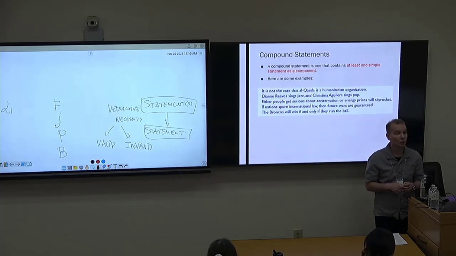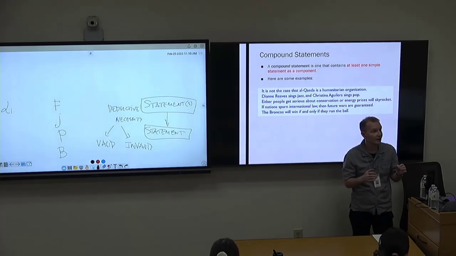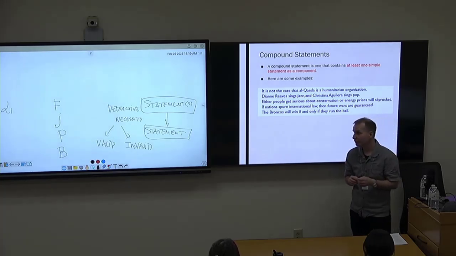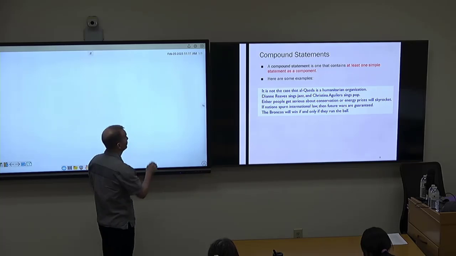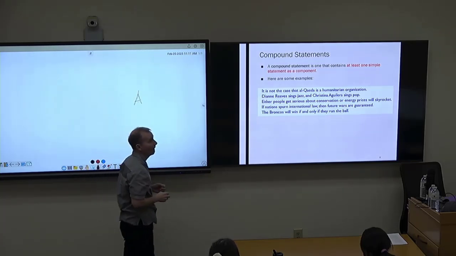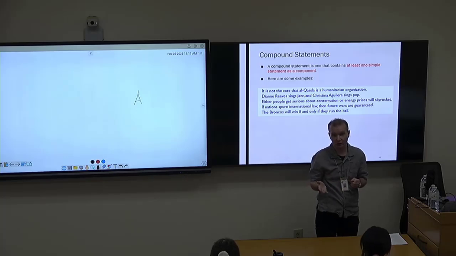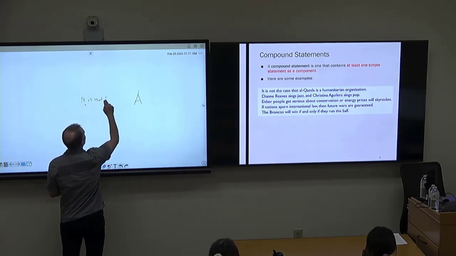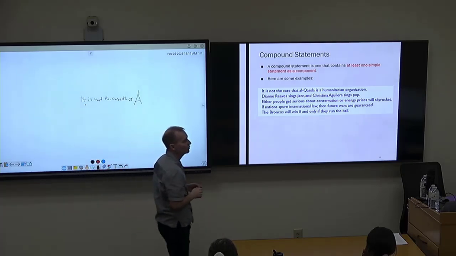Okay. So, in addition to simple statements, we have compound statements. Compound statements have something other than just a simple statement. Let's take a look at some examples here. It is not the case that Al-Qaeda is a humanitarian organization. So, the simple statement here would be Al-Qaeda is a humanitarian organization. For example, you can call it A. Now note that they are telling you something different. What are they telling you? That it's not the case. So for now you can just use language and say it is not the case that A. Right? A being Al-Qaeda is a humanitarian organization.